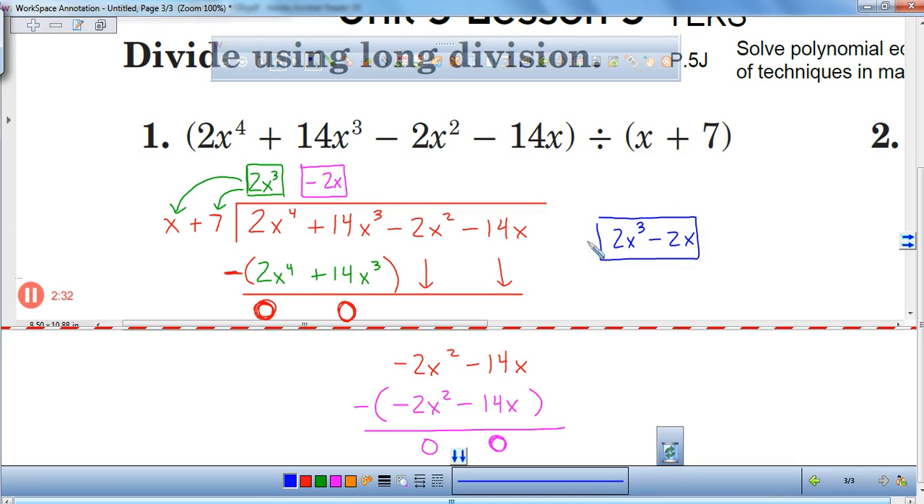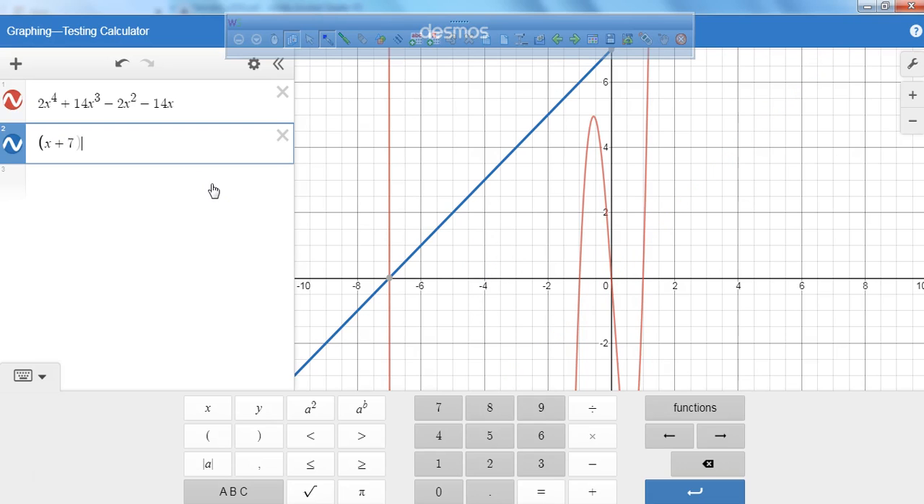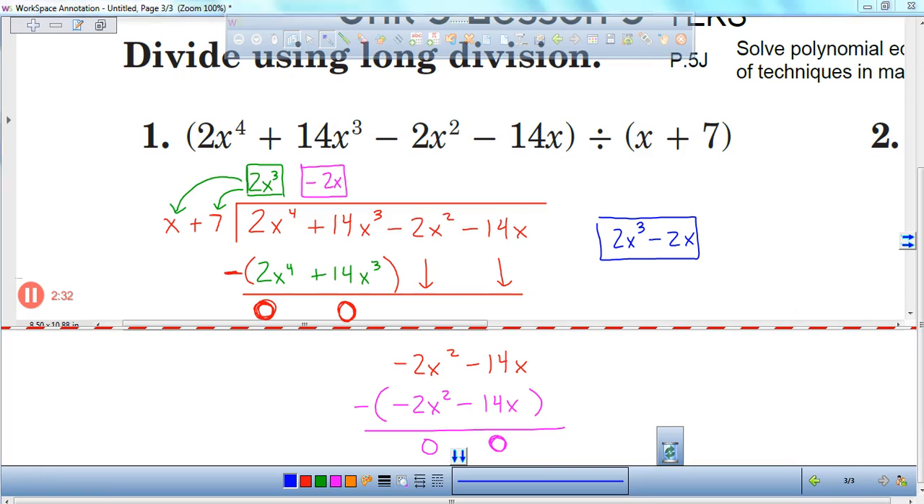Now, if you wanted to ever check your answer, you could check your answer in Desmos. So hold on one second. All right, so what I've done is I've typed in our original polynomial right here into Desmos. So there's our graph right there. Now, if I take my original divisor, which was x plus 7, and I multiply it to our final answer, which was our quotient, which was 2x cubed minus 2x.